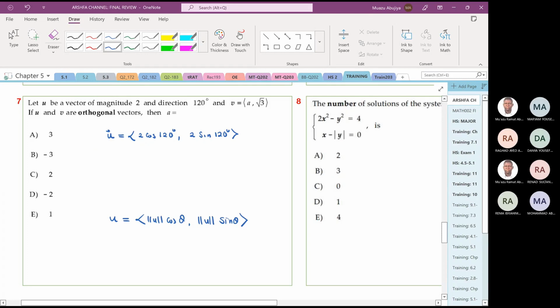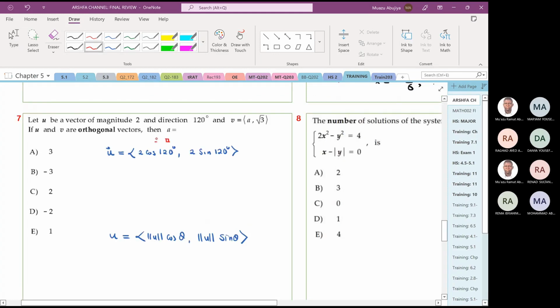Now we have good news. 120 degrees is in quadrant number 2. In quadrant 2, cosine is negative, but sine will be positive. So let us rewrite. U shall be equal to minus 2 cosine of the reference angle, which is 60 degrees, comma 2 sine of 60 degrees.